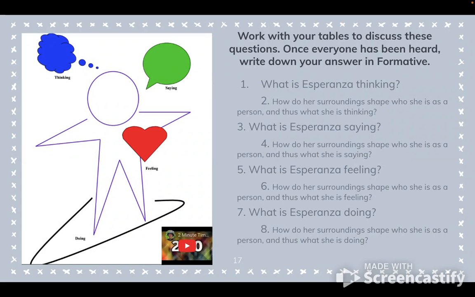So you're going to go through and answer these questions about what Esperanza is thinking, saying, feeling, and doing. And then I want you to tell me how her setting is shaping who she is as a person and thus what she is thinking, saying, feeling, and doing.